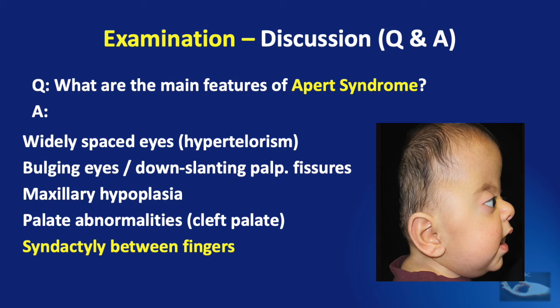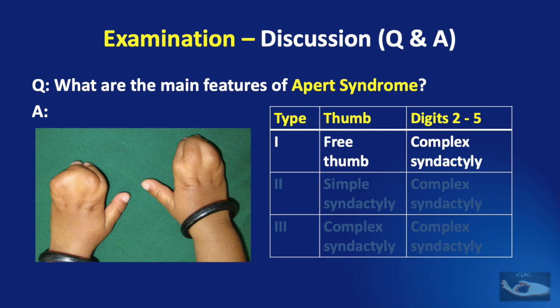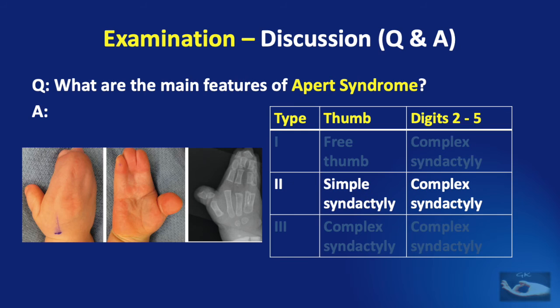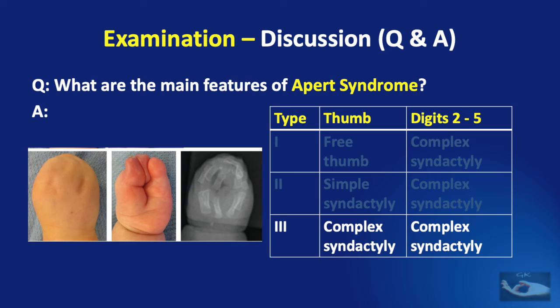We shall now see the characteristic features of the syndactyly that occurs in Apert syndrome. There are 3 types of syndactyly here. The first type where the thumb is free, but between digits 2 to 5 there is a complex syndactyly with fusion of the terminal phalanges. In type 2, there is a simple syndactyly involving the thumb, but there is a complex syndactyly involving the other digits, and in type 3 there is a complex syndactyly involving the thumb also along with the other digits.